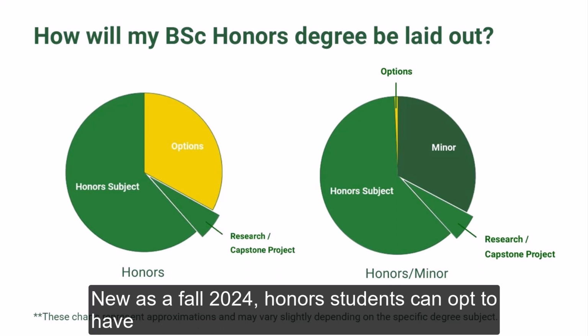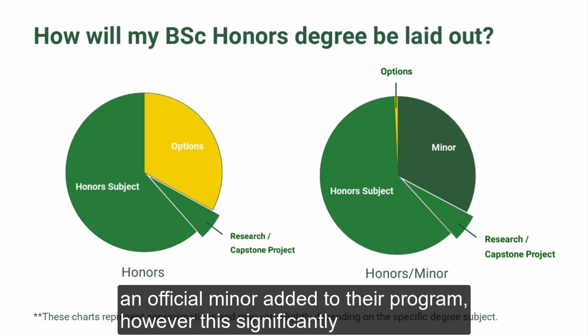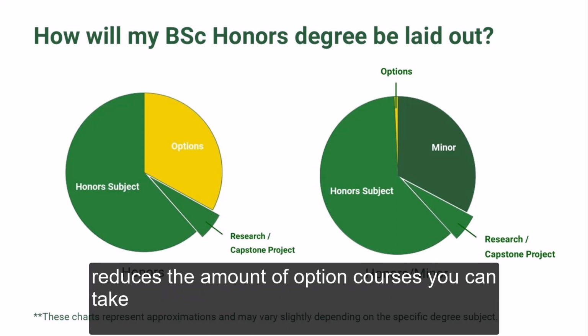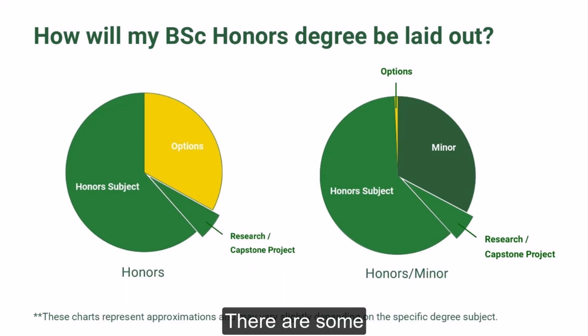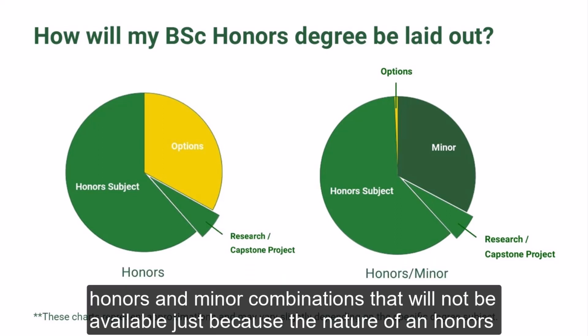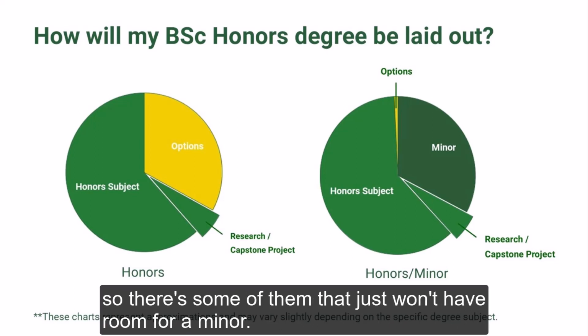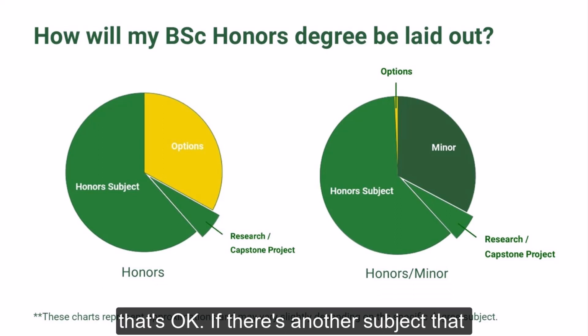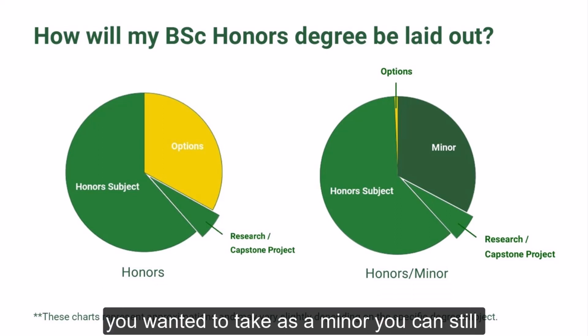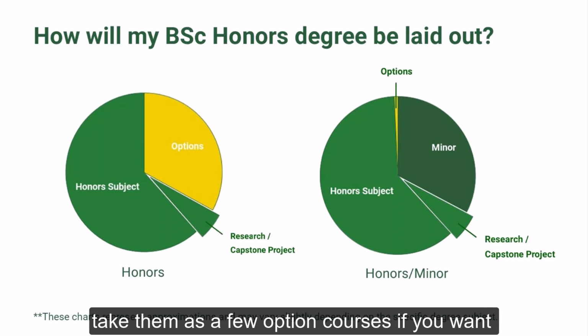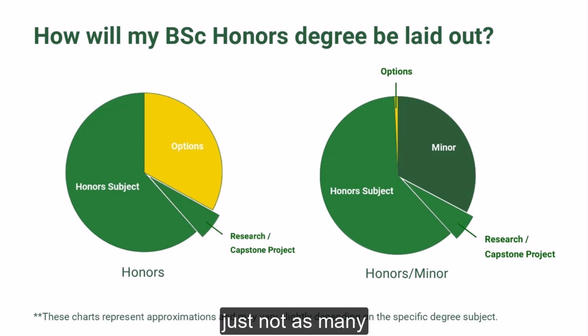New as of fall 2024, honors students can opt to have an official minor added to their program. However, this significantly reduces the amount of option courses you can take. There are some honors and minor combinations that will not be available, just because the nature of an honors degree is that there are more courses in that specific subject. So there are some of them that just won't have room for a minor. That's okay. If there's another subject that you wanted to take as a minor, you can still take a few option courses in it if you want, just not as many to make it an official minor.